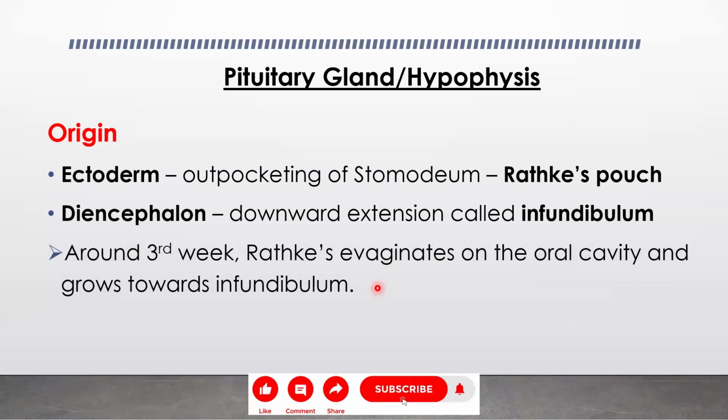So around the 3rd week, this Rathke's pouch is an outpocketing from the roof of the stomodium. Remember, the stomodium is the future mouth. So the roof of the future mouth undergoes formation of an outpocketing, which goes upwards to give us the Rathke's pouch. Around the 3rd week, the Rathke's pouch evaginates from the oral cavity and grows towards the infundibulum. Remember, the infundibulum is developing downward, then the Rathke's pouch is ascending upwards. So of course they will meet somewhere and make contact, then the Rathke's pouch will lose contact with the stomodium.